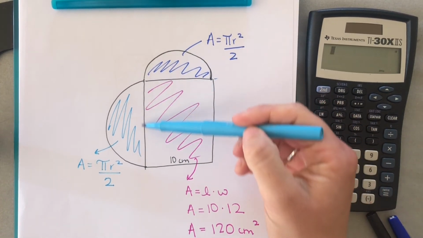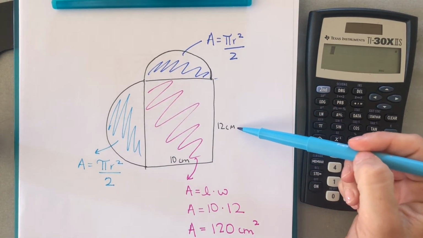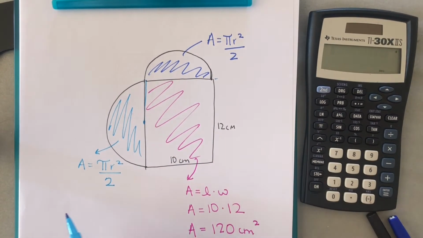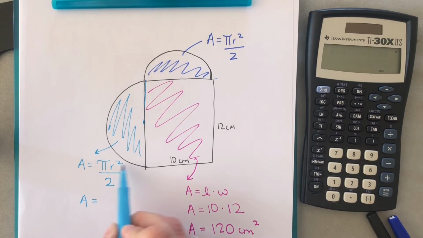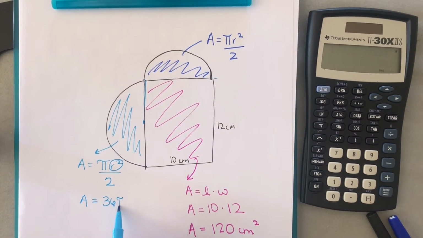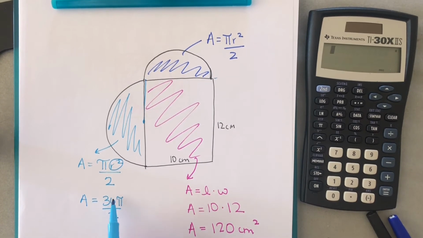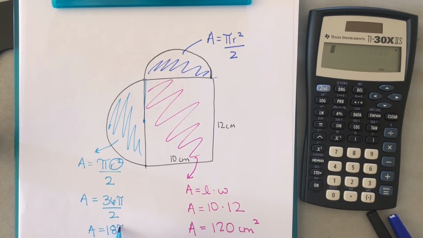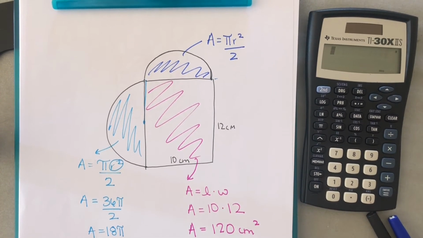So for this semicircle here, because the diameter is 12, that means the radius is going to be 6, half of 12. So that's going to be 6 squared, or 36, pi divided by 2. 36 divided by 2 is 18. So that area will be 18 times pi.